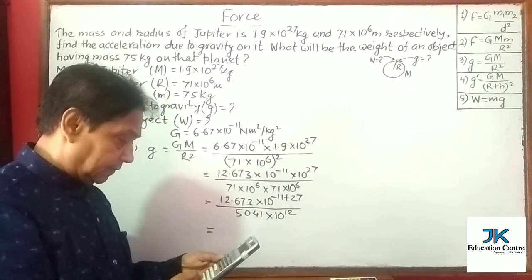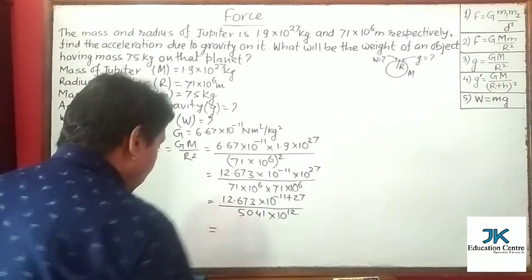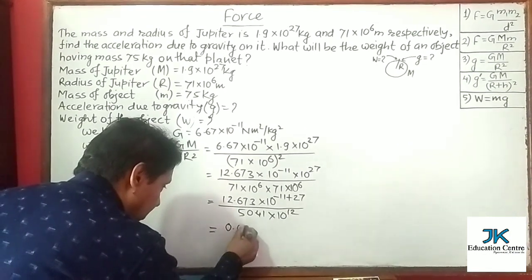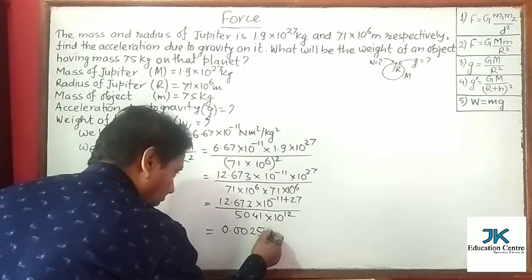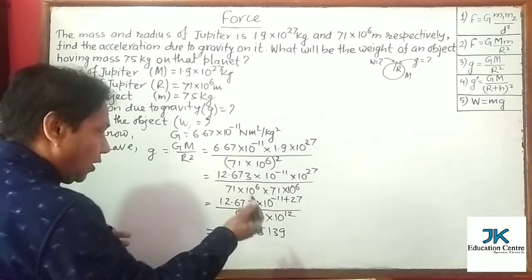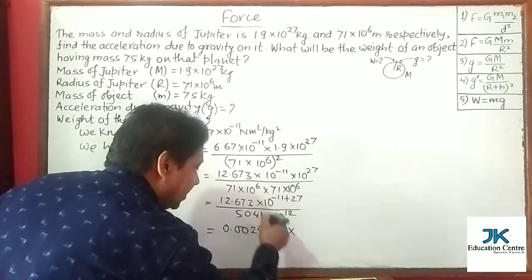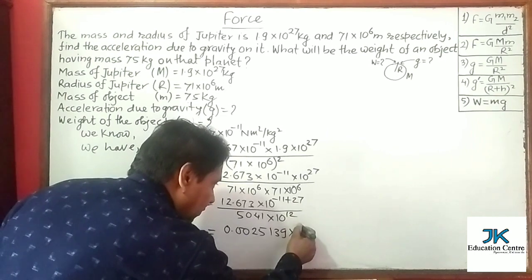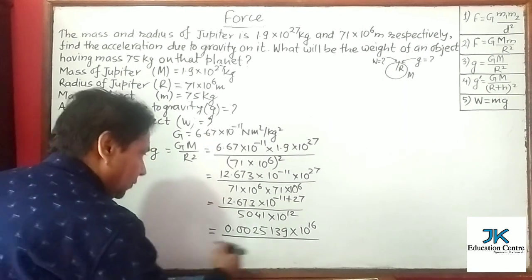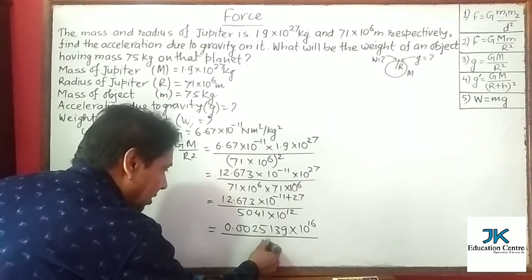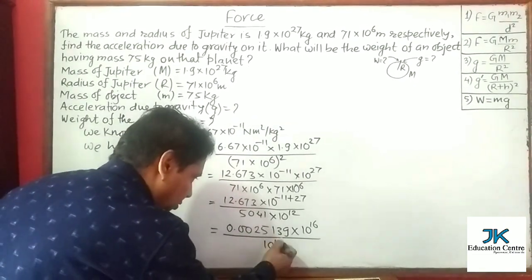This is equal to 0.002539. There are all other digits also. I'm not writing all the digits. This into 10 to the power 27 minus 11. How much is it? 10 to the power 16. Now, in the denominator, 10 to the power 12 is left.